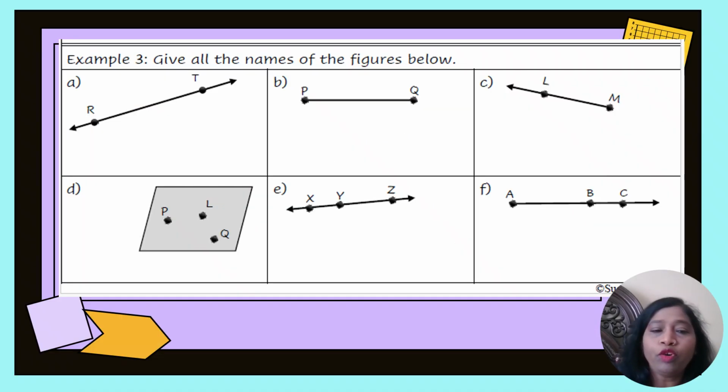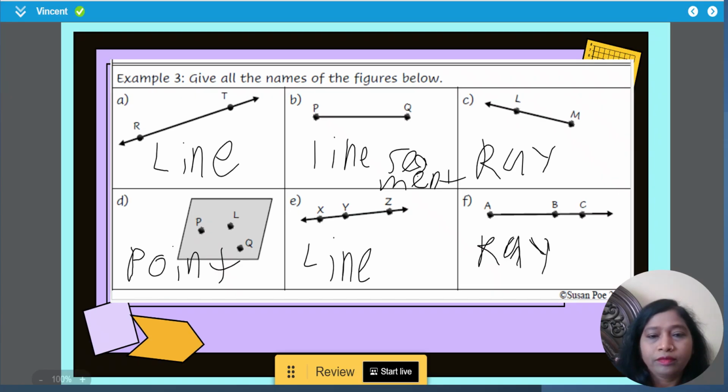Now we will move on to the next slide, where you give all the names of the figures below. You just have to name what it means. The figures are given to you. Okay, I'm giving you 2 minutes to do this activity. Then I'm going to go back and check your work on Lumio. Thank you so much, guys.